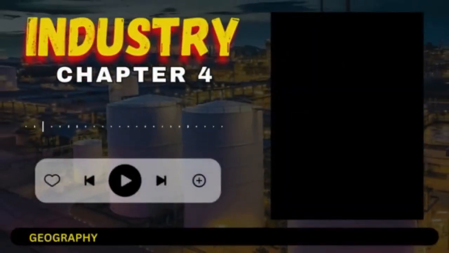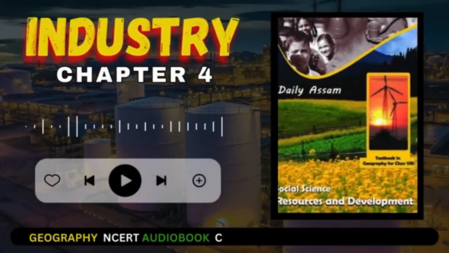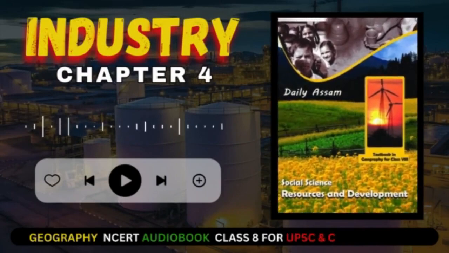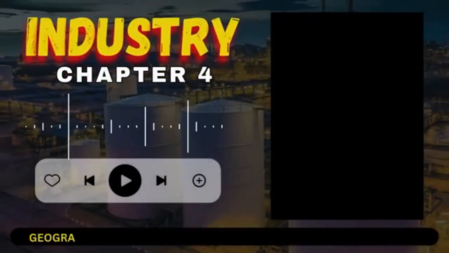There is a world map given in figure number 5.8. In this map, major iron ore producing areas are highlighted with the help of black dots.